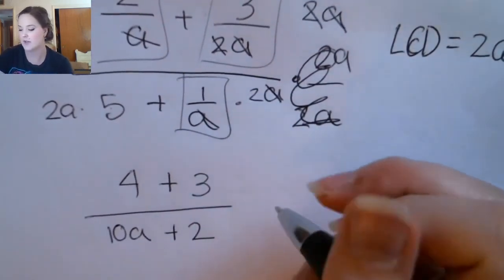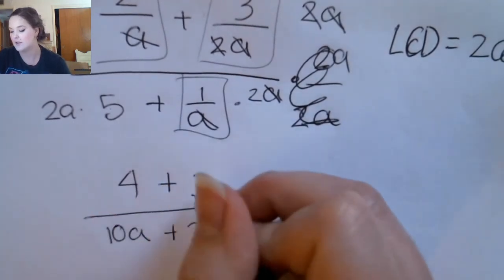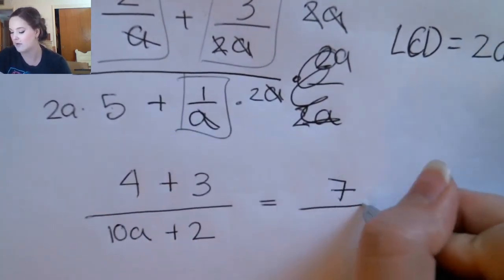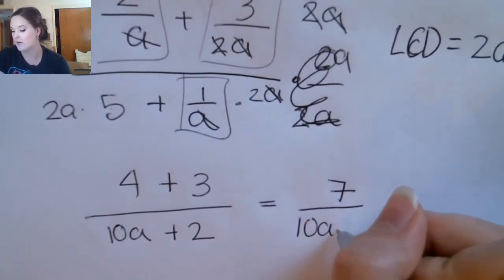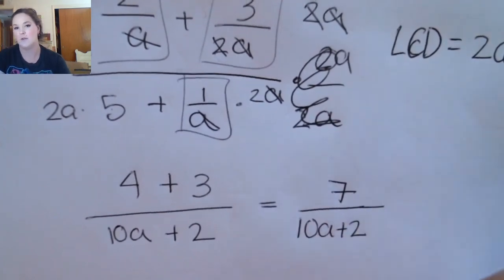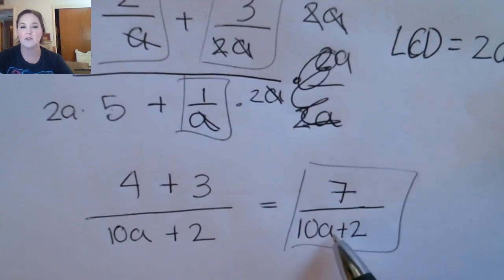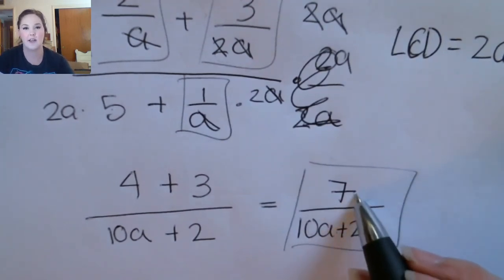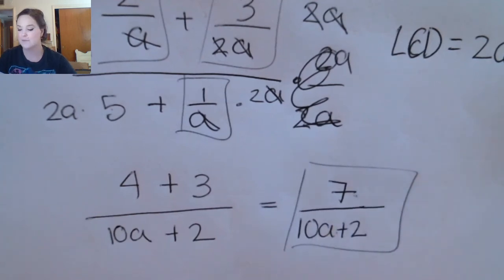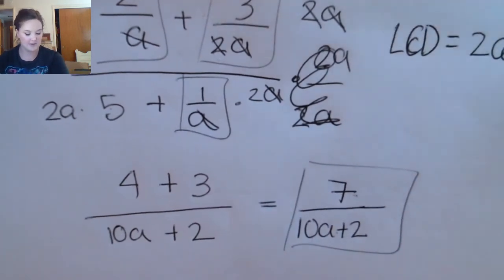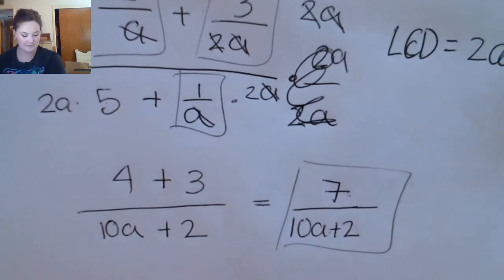So the last thing I need to do is add these two together. And this would be my final answer. You're welcome to factor the denominator here, but I don't really feel the need to because I can tell it's not going to cancel with this. All right, let's see another example like that.